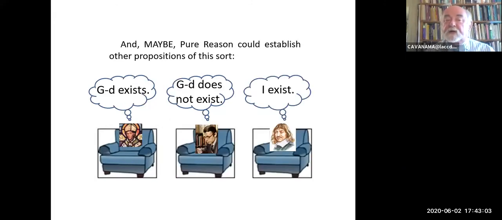Anselm sits in his armchair and comes up to the conclusion that God exists. Jopo Sot sits in his armchair. Again, this refers to that earlier talk. He comes up with the opposite conclusion, God does not exist. Descartes sits in the armchair, comes up with the conclusion that I exist.